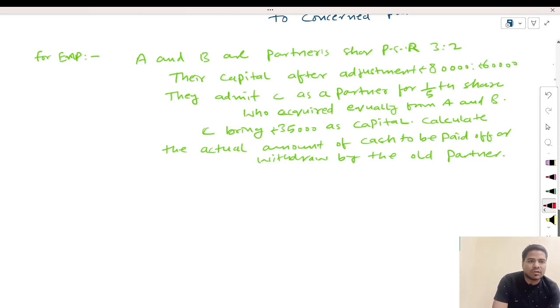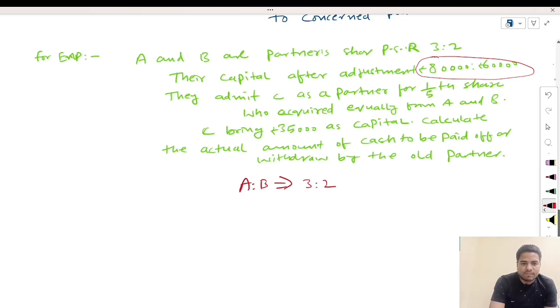Here are two partners, A and B, having their profit sharing ratio 3:2. Their capital after adjustment is given as 80,000 and 60,000. They admit C as a new partner for 1/5th share, who acquires equally from A and B. It means C will acquire this 1/5th share in equal ratio from A and B. C brings 35,000 as capital, then you have to calculate the actual amount of cash to be paid off or withdrawn by the old partners.